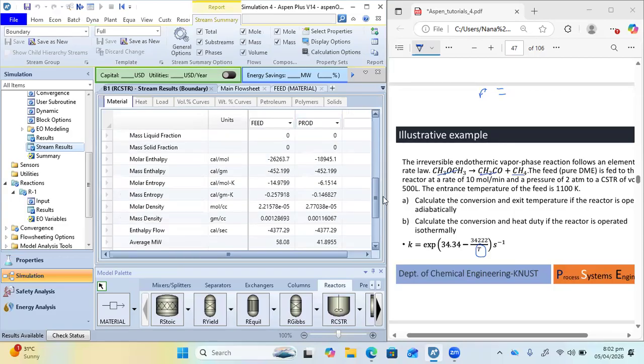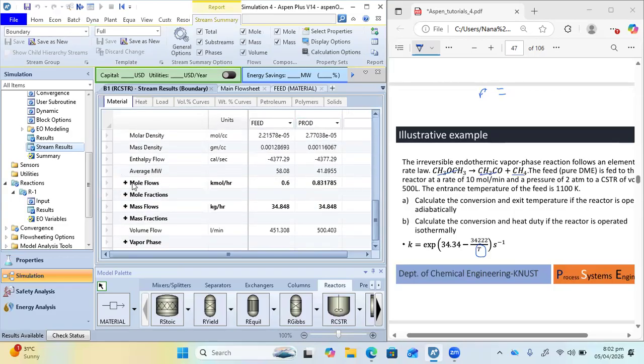Okay. So let's look at the mole flows. We can see that some methane and some ketene have been produced, right? And then some of the acid has been reacted. So we can calculate our conversion from here.